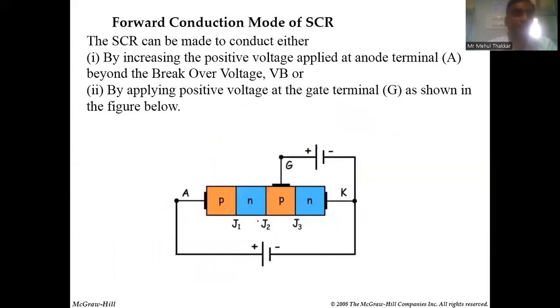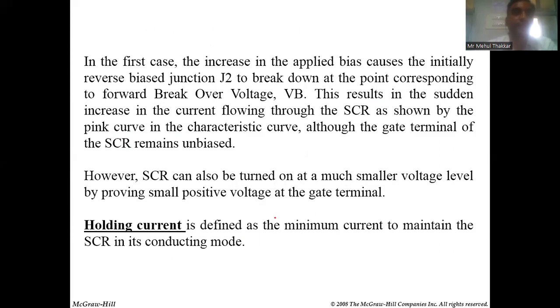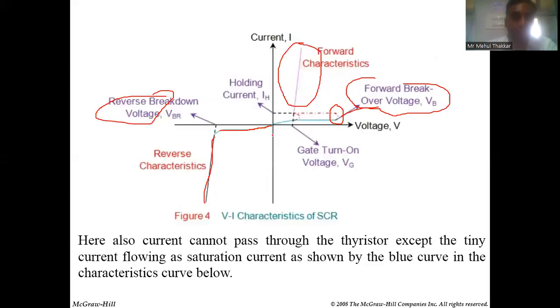Another way is you apply some gate voltage. How? The battery is already connected across anode and cathode. So you apply some positive voltage on the gate, between the gate and the cathode, like this. By applying the positive voltage on the gate terminal as shown in this figure, what will happen? This J2 also will be forward biased. J1 and J3 are already forward biased, so the current will flow.